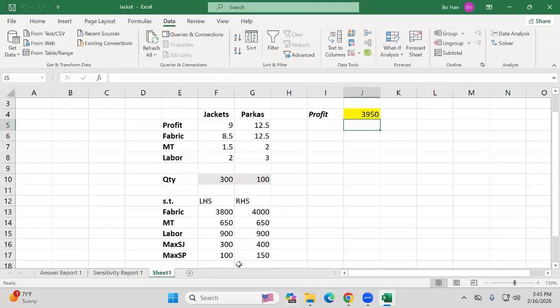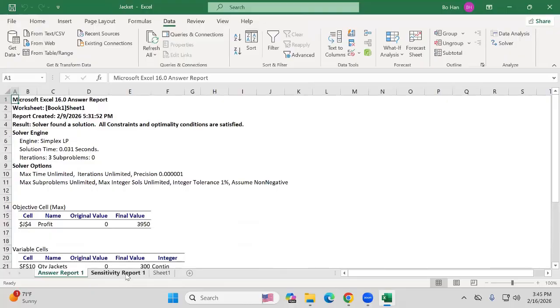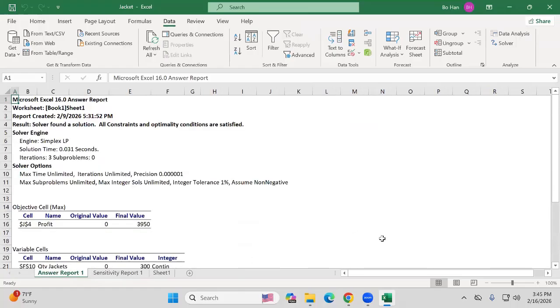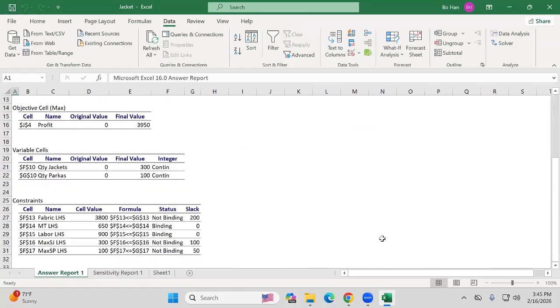Okay, so last week when we set up solver at the end, I asked you to create an answer report and a sensitivity report. Let's talk about these two reports today. Let's talk about the answer report. What is the purpose of answer report? Basically, it organizes your analysis in a well-structured manner.